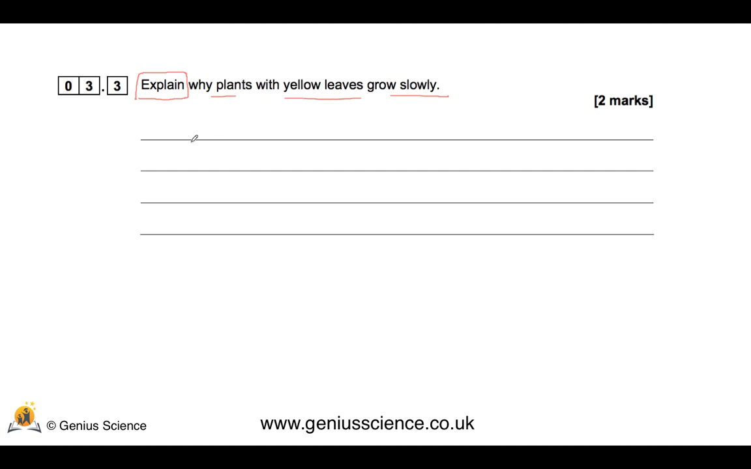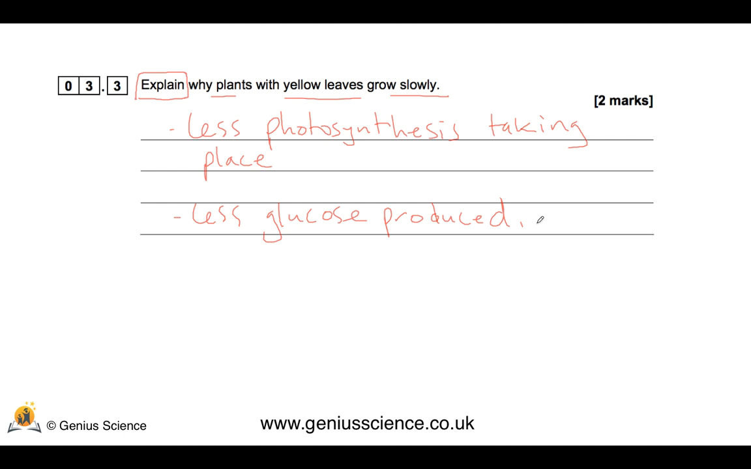So if they're growing more slowly, it means very simply there's going to be less photosynthesis taking place. And less photosynthesis taking place means there's going to be less glucose produced, therefore there's going to be slower growth.